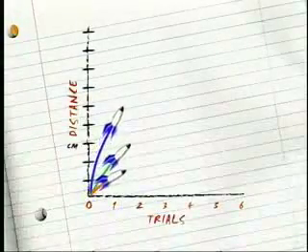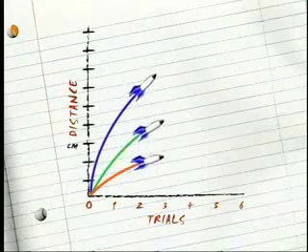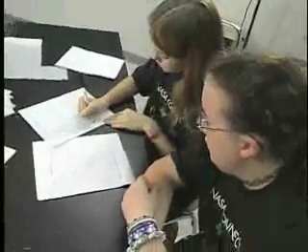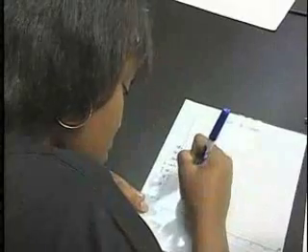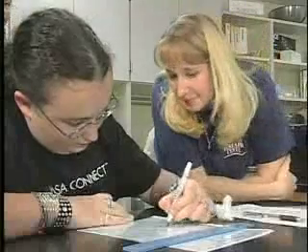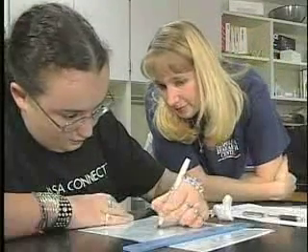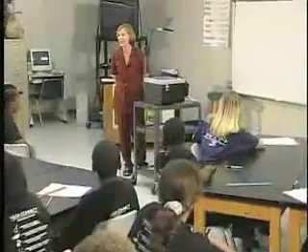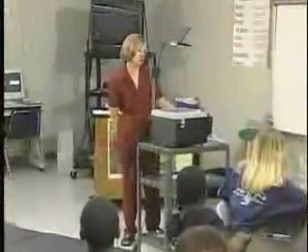Each group will plot the data onto a graph using a different color for each group. Students will compare the group's average data and analyze the shape of the graph to determine the best ratio of baking soda to vinegar. All right, class, in comparing the data, at what point did the recorded data start increasing?